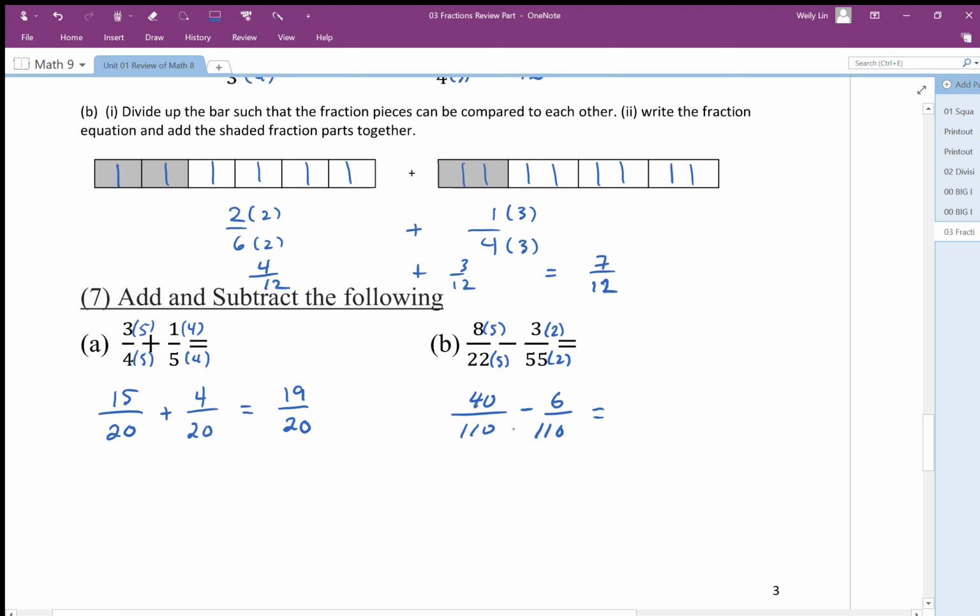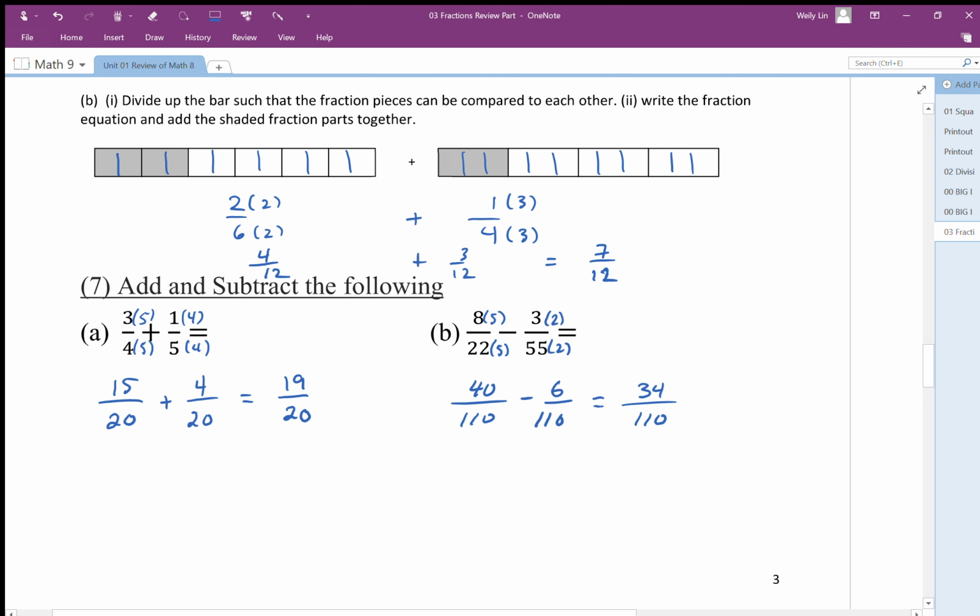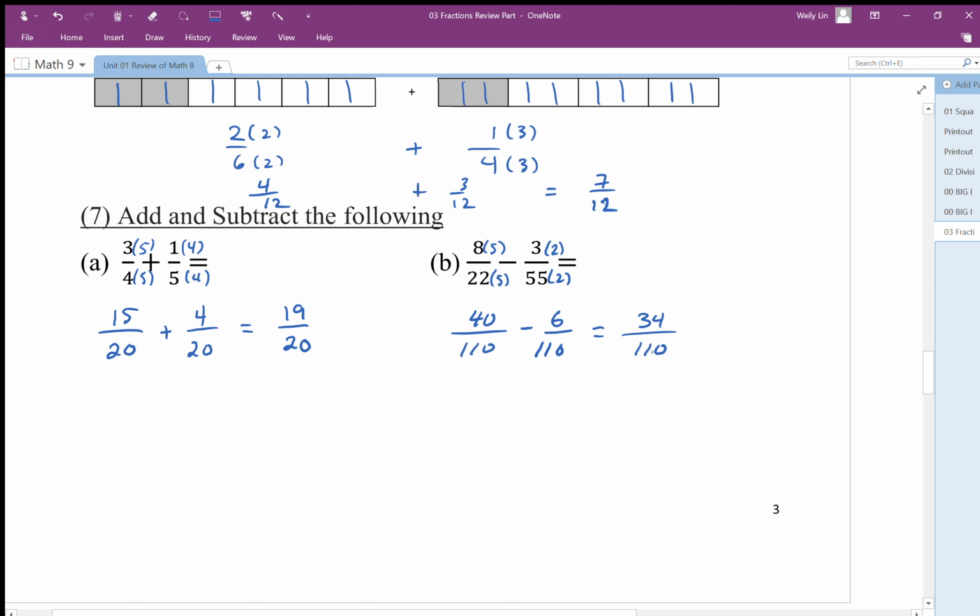Now I have a common size piece, so I can subtract those pieces. I do not subtract the denominators because even when I subtract, the size of the pieces do not change. So I'm going to keep my common denominator that I had when I subtracted.